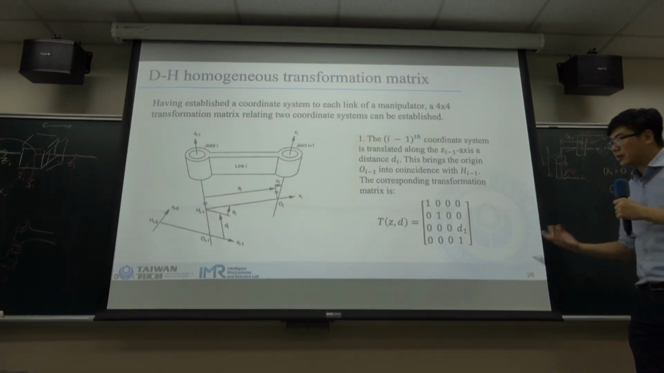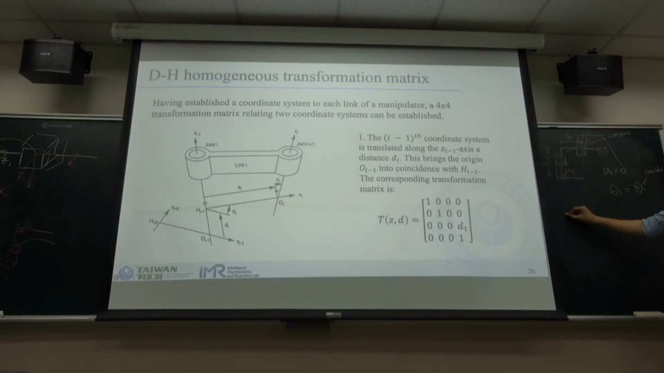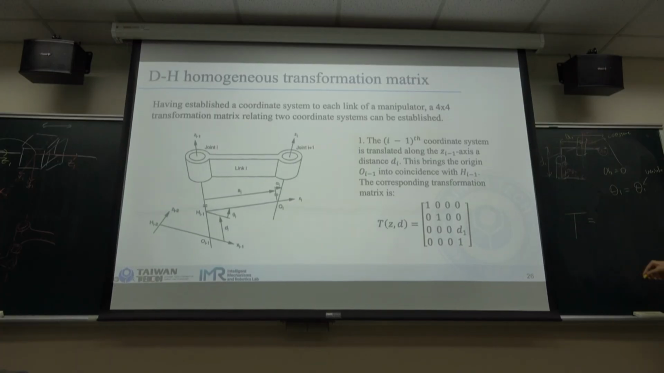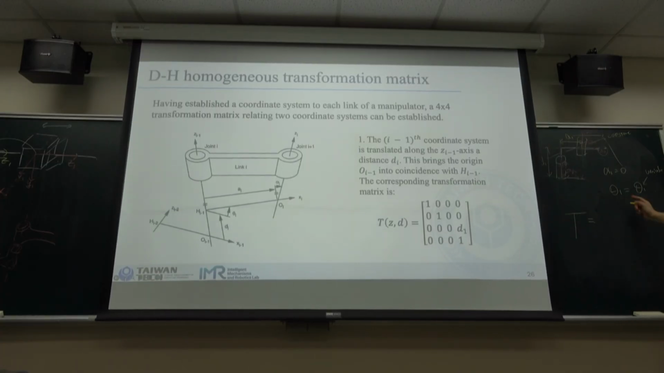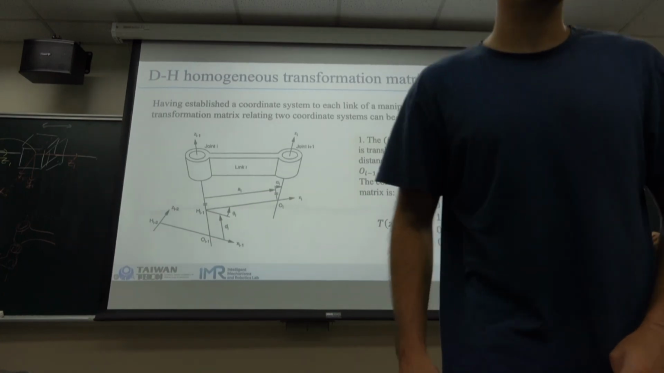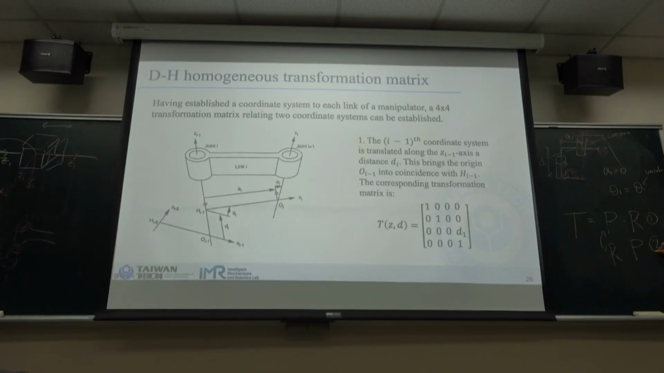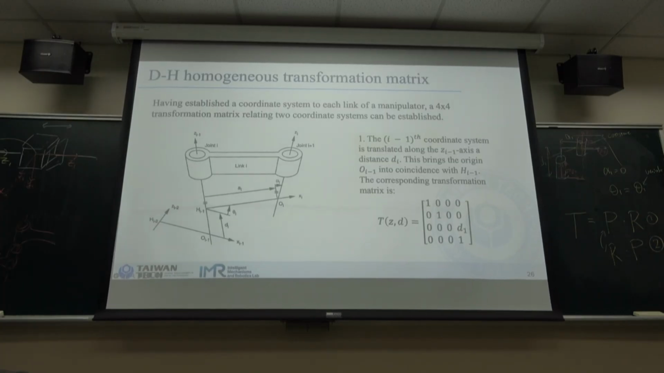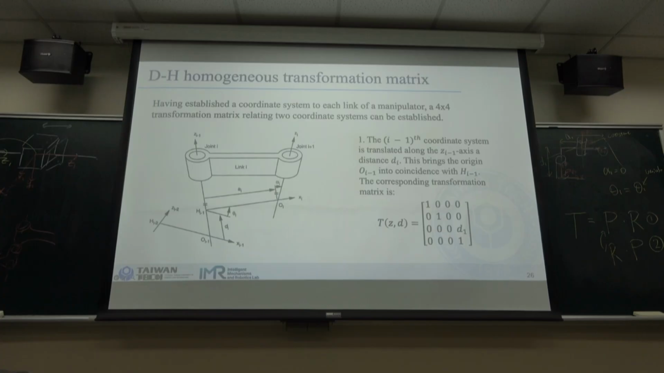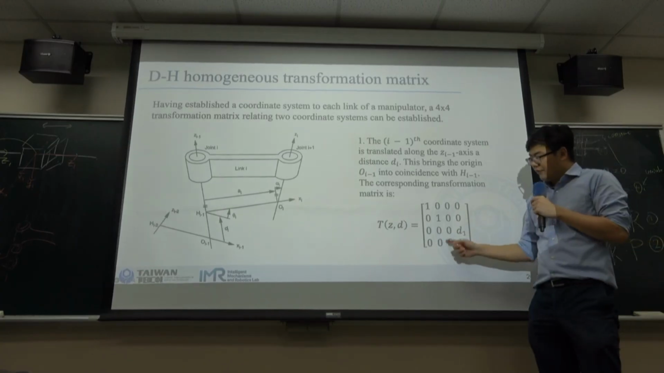So I think most of you still remember the transformation matrix. Which one is done first, the prismatic or the rotation? Which one happens first, a translation first or rotation first? One or two? From last week. So it's the first one, right? So the first one is a translation.